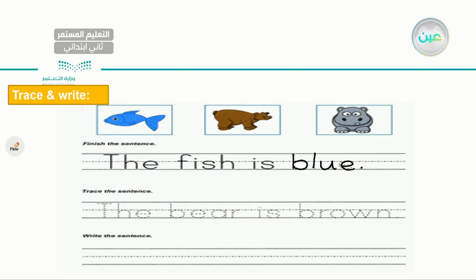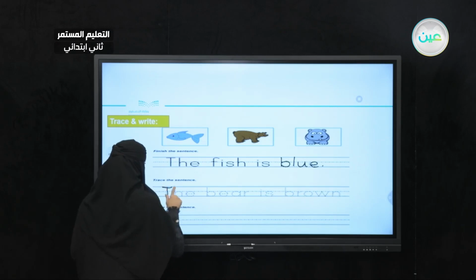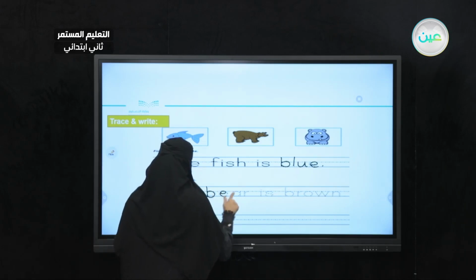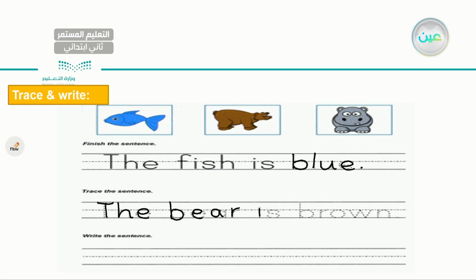Now we will trace the whole sentence, okay? The bear is brown. Very good, my dear student. The bear is brown. Make sure you are writing between the lines.